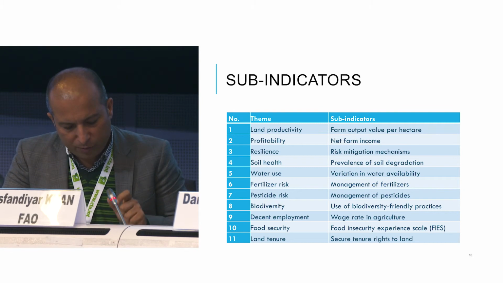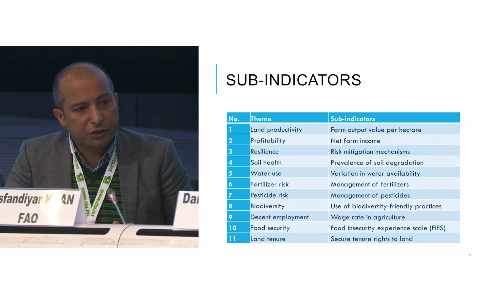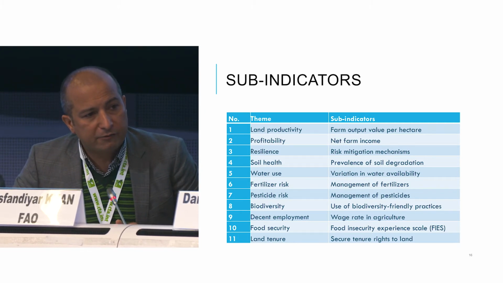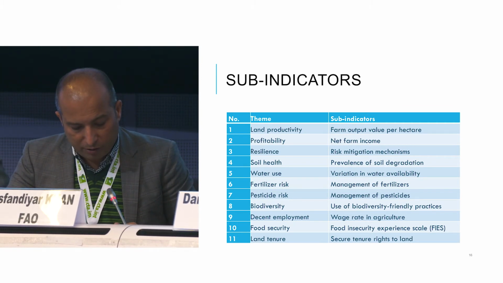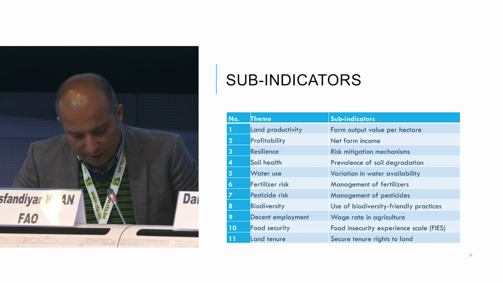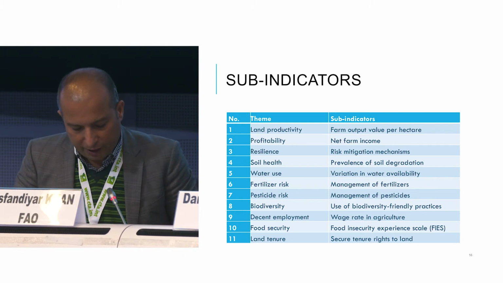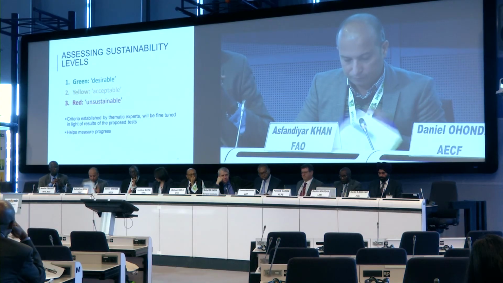Very briefly, I'll tell you about the three dimensions and the themes which fall in that. So in the economic dimension, we are capturing labor productivity, profitability, and financial resilience. In the environmental dimension, we are focusing on soil health, water use, fertilizer risk, pesticide risk, and biodiversity. And in the social dimension, we are capturing aspects like decent work, food security, and land tenure.